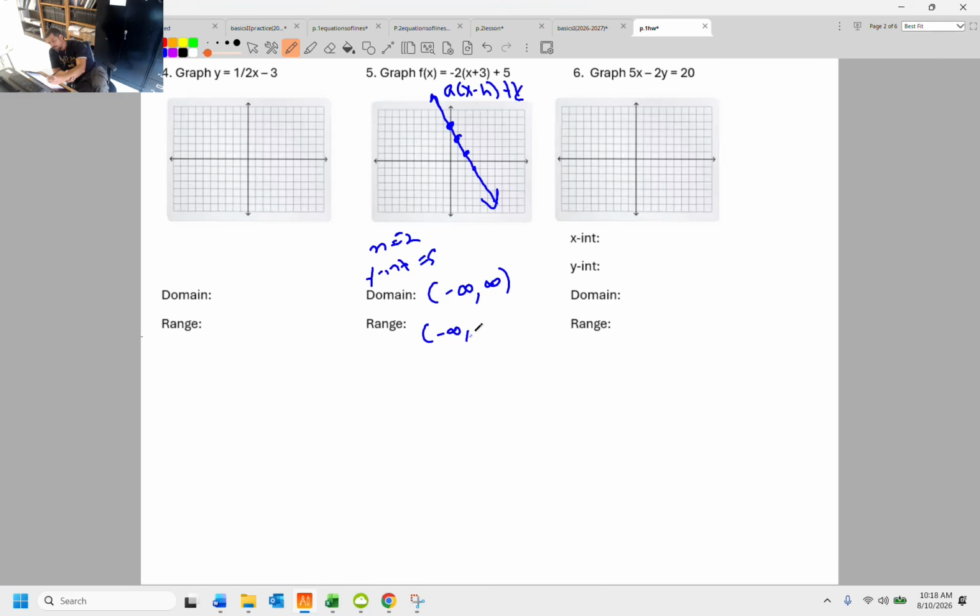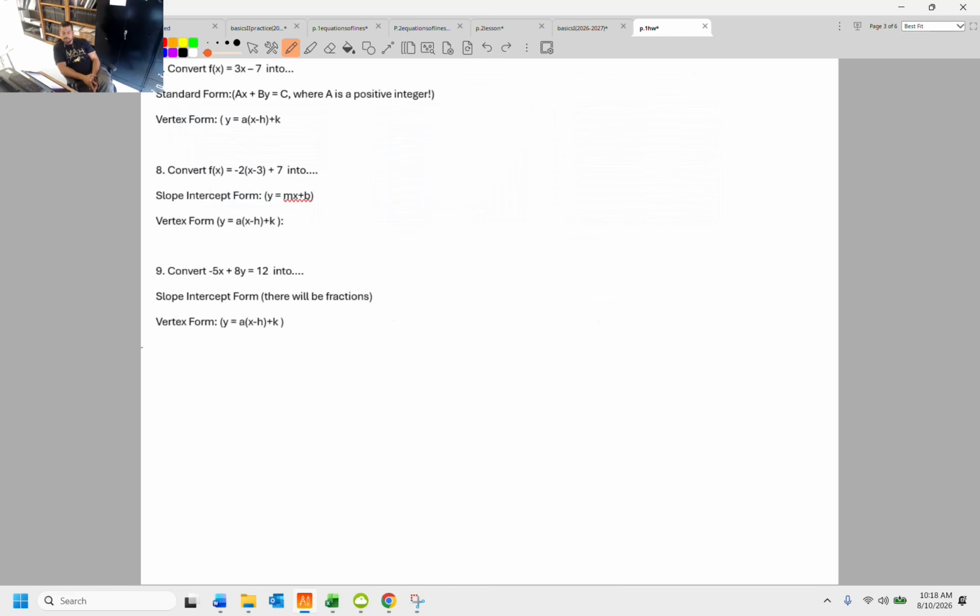And I don't care if you write set builder notation if you want to. All values of y such that y is an element of the real. Or up here for x, all values of x such that x is an element of the real. All right, moving forward. We're supposed to do some converting here.